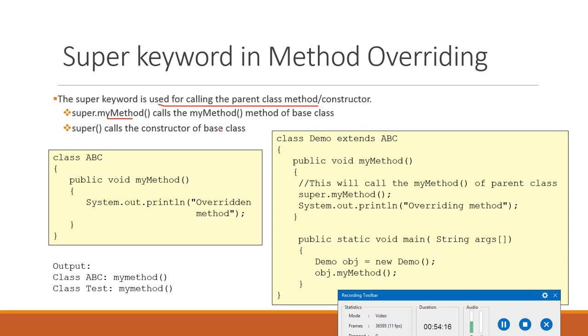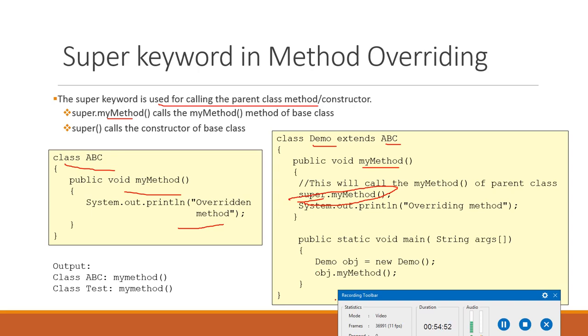Now this super keyword should be the first statement in the method. So for example, I have a class ABC. There is a method called myMethod and it is displaying something. We have a class called demo and it extends from ABC. It has the same method name, so myMethod is overridden. Now if I want to show the parent class method also, what will I do? Super followed by the method name. Now this should be the first statement inside the method.